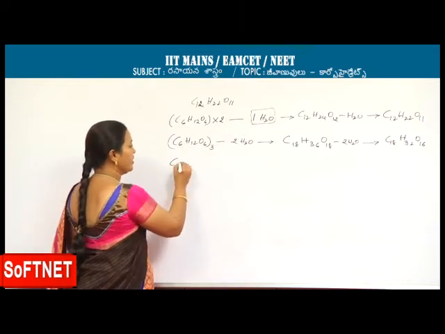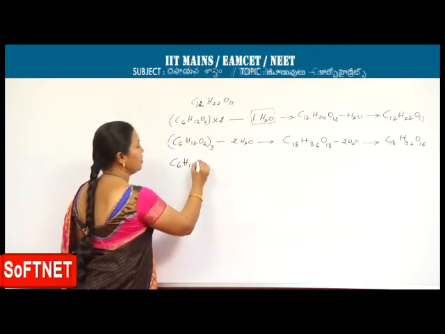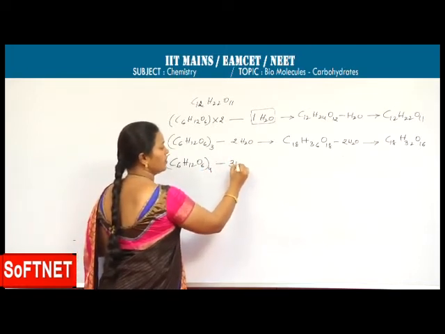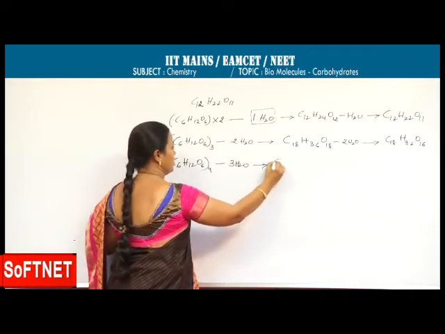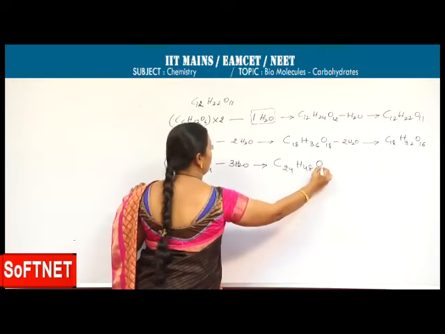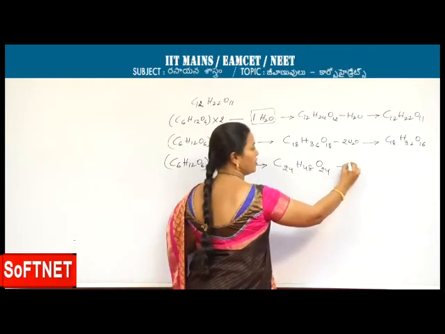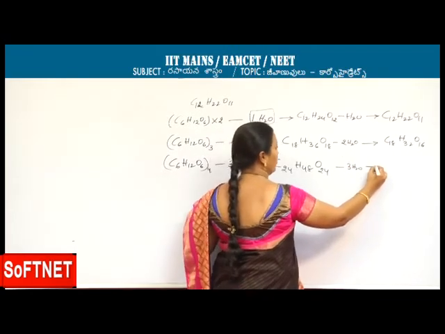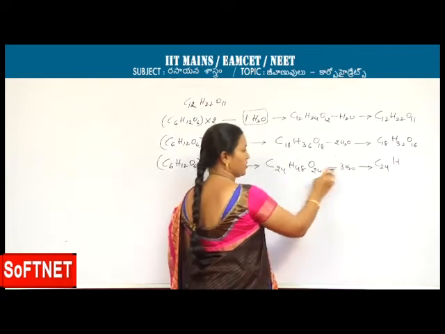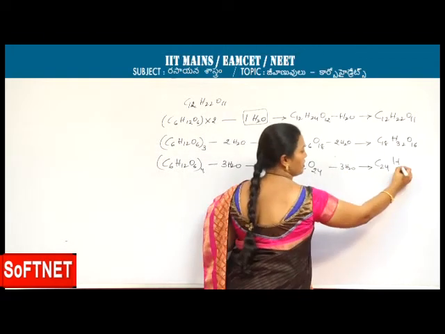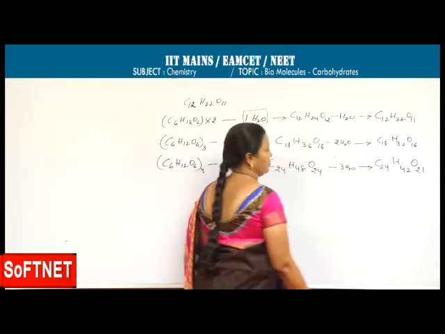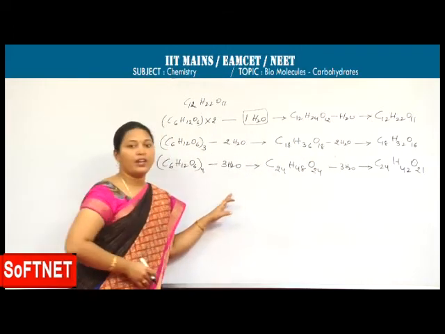For tetrasaccharide, C6H12O6 into 4 minus 3 H2O, means C24H48O24 minus 3 moles of water. We will get C24H, 3 times 2 is 6, 48 minus 6, it comes C24H42O21. This is how we have to write.